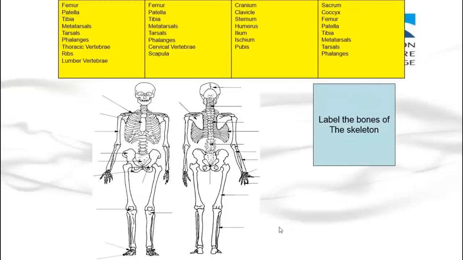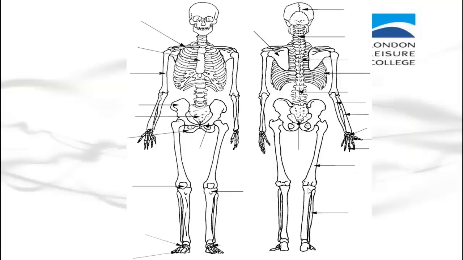Okay, now it's important to know the different bones of the skeleton. So what I would like you to do is pause this video and see how many of these areas and these bones you can label. Okay, hopefully you've had a go, and that's the aim of this, just to see where you're at and how much you have learned.